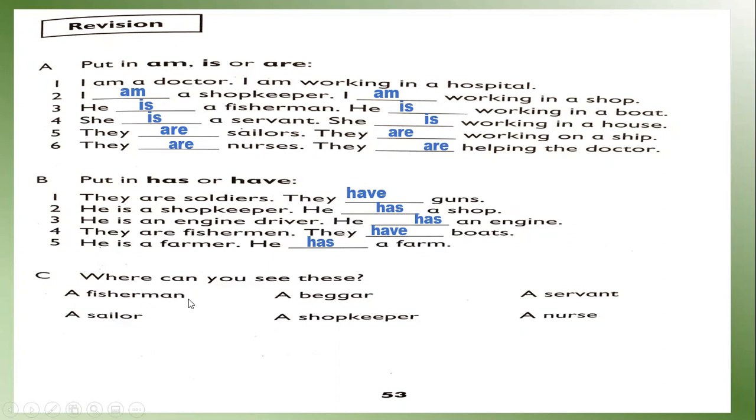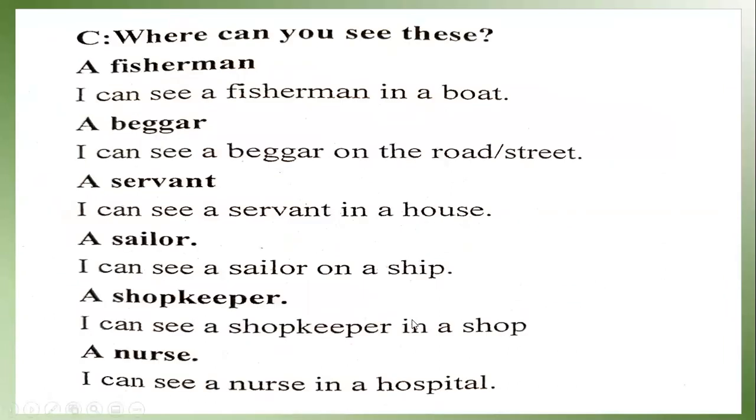Where can you see these men, or you can say these professionals or these persons who work to earn money? Where do you find them? Here you can see a fisherman. I can see a fisherman in a boat. A beggar. I can see a beggar on the road or street. Servant. I can see a servant in a house. Sailor. I can see a sailor on a ship. Shopkeeper. I can see a shopkeeper in a shop. Nurse. I can see a nurse in a hospital.